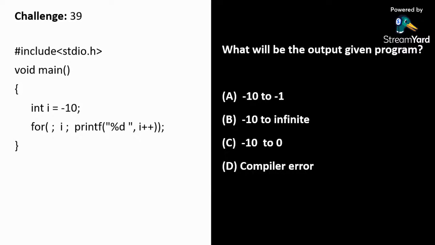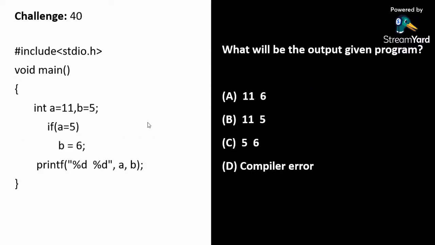Okay. So in this case, what is happening? i is equal to minus 10. In place of the condition, it is minus 10. When the value becomes 0, the condition becomes false. So from minus 10 to minus 1, it gets printed. So that is option A. It will not print 0. When it is 0, the condition becomes false, so it will terminate. So the answer is option A, minus 10 to minus 1. What is the output here?